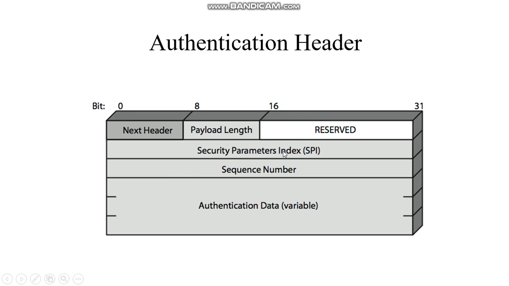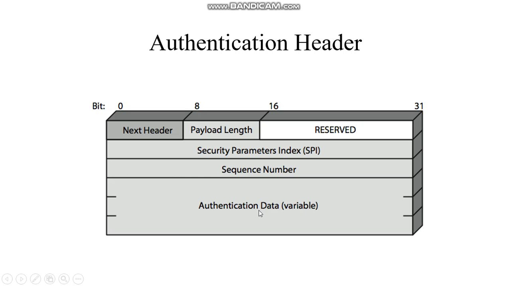The security parameter index contains 32 bits, and it identifies the security association between the sender and the receiver. That is a relationship between the sender and the receiver. That association is identified by the security parameter index and a sequence number. The sequence number provides protection against the anti-replay attack.